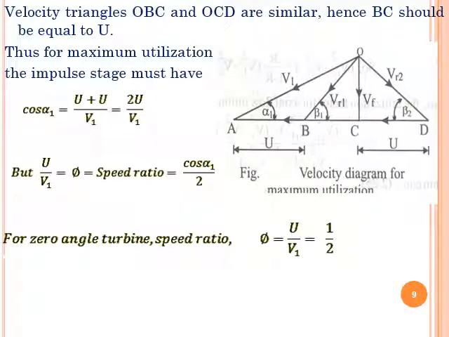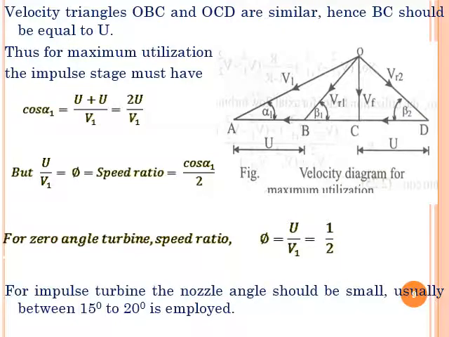So for a 0 angle turbine, the speed ratio U by V1 is equal to half, because for a 0 angle, cos alpha 1 is equal to 1. Now U by V1 is equal to 1 by 2. For an impulse turbine, the nozzle angle should be small. Usually it varies between 15 degrees to 20 degrees.